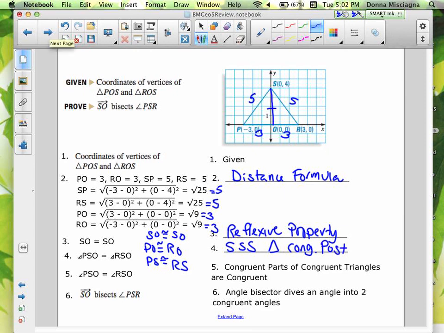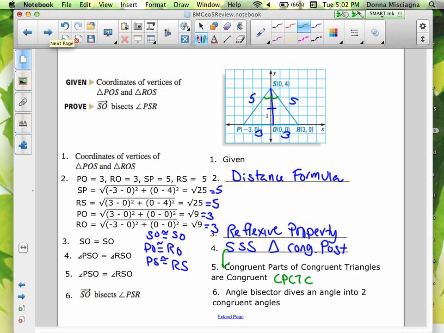Because the triangles are congruent, all of the corresponding parts of those triangles are congruent. So we know that angle PSO is congruent to angle RSO because the triangles are congruent. You cannot use CPCTC, corresponding parts of congruent triangles are congruent, until you prove the triangles are congruent. There has to be a triangle congruence postulate first. Okay? So you can't use this until you state that the triangles are congruent. So this always follows stating that 2 triangles are congruent.